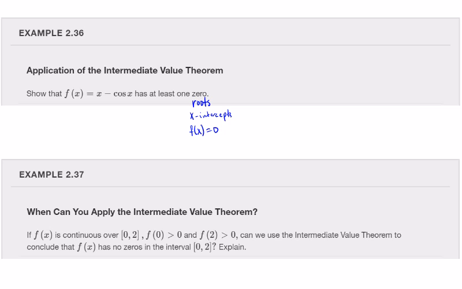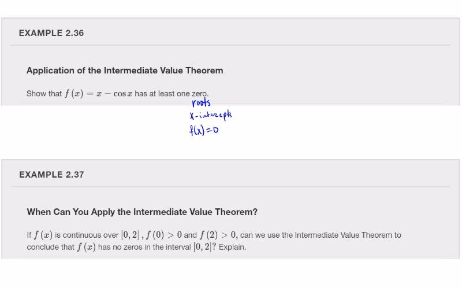And so that's how we can use the intermediate value theorem to say, hey, I don't know exactly where this happened, but I know that it does happen, right? And so that's kind of the idea. So let's see if we can find a value where this is negative, a value where this is positive, and then make sure it's continuous everywhere in between.